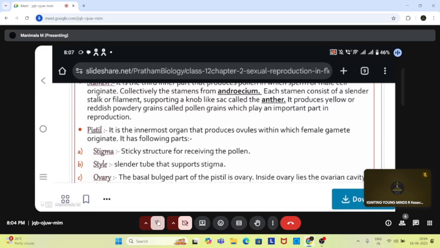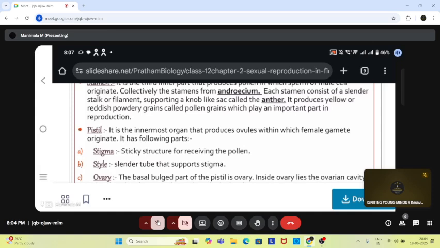For example, unisexual flowers: papaya, watermelon. These come under the unisexual flower. And for bisexual flowers, we can go with hibiscus, rose. These come under the bisexual flower. And also, based on the number of whorls present in the flower, there are two types of flower.